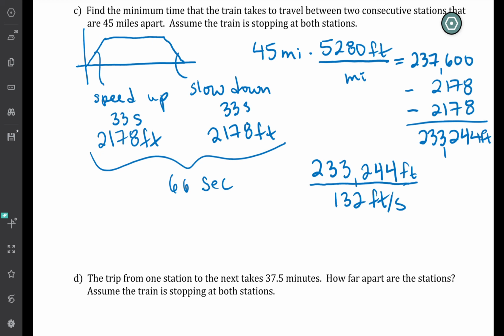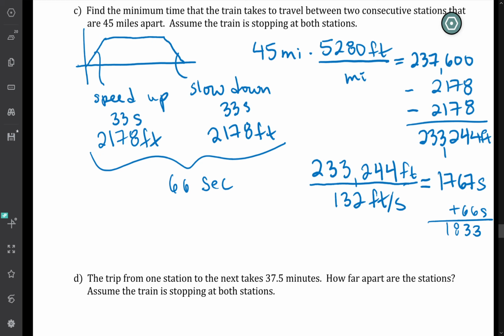233,244 divided by 132. Whoop, not my knee. That thing's popping up on my screen. How long did it take me to travel that distance at max speed? And the answer is 1,767 seconds. So if we add back in our 66 seconds, 1,833 seconds.